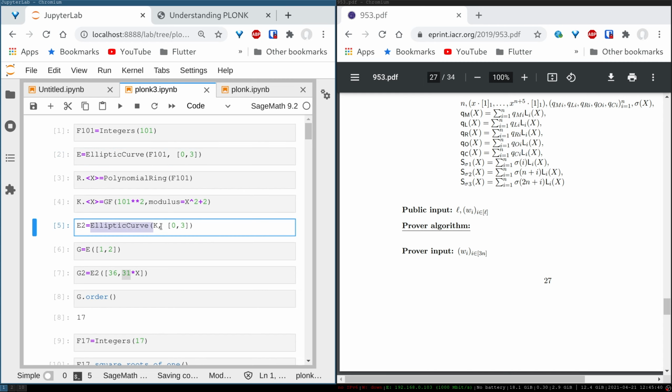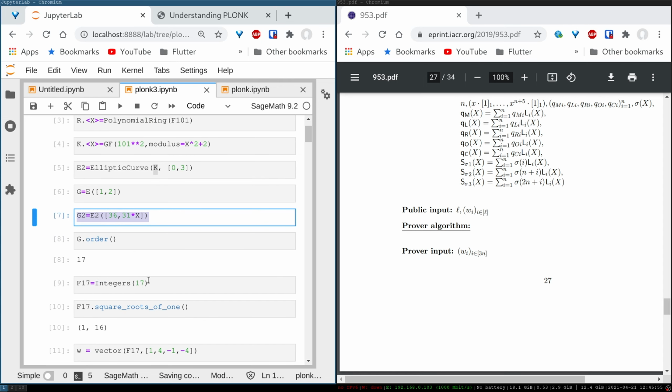So exactly the same, but instead of F101 we use K, the extension field. So same parameters. It's also y squared equals x cubed plus 3. So this defines our elliptic curves.